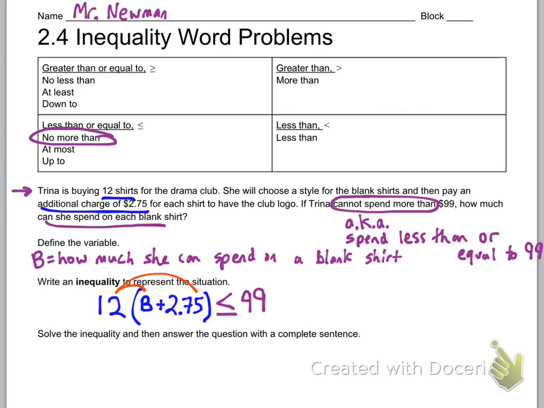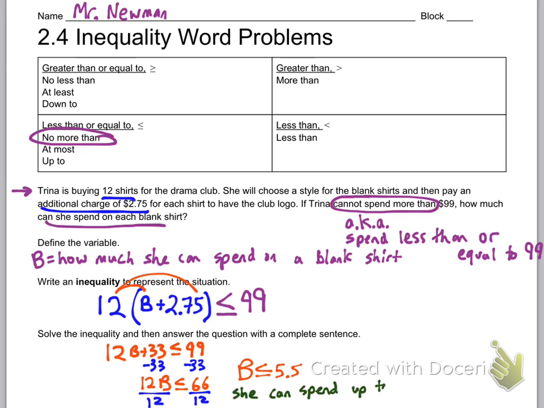So to solve this, we're just going to distribute that, and you get this down here. When we subtract 33, then we can divide by 12, and we get B is less than or equal to 5.5. Well, let's translate this back into English. What does this mean? This means that she can spend up to $5.50 per blank shirt, because the $5.50 plus the $2.75, if she has 12 of those, will get all the way up to $99.